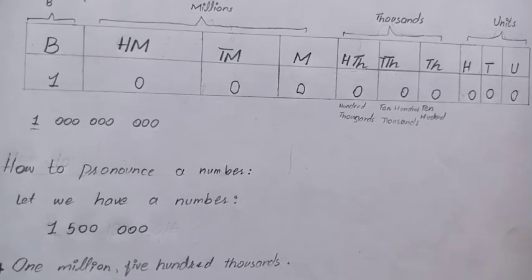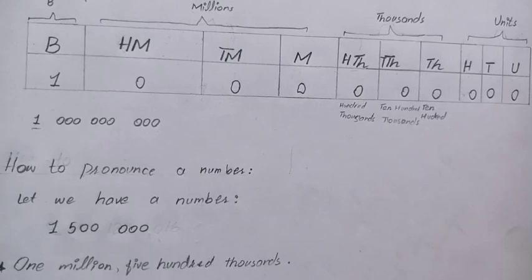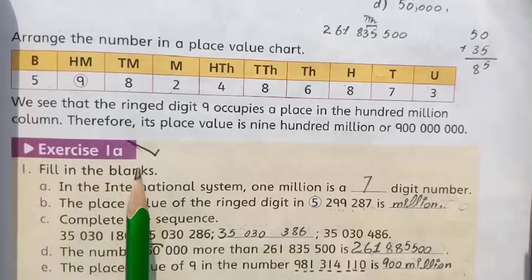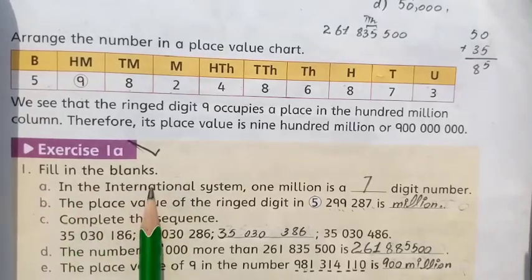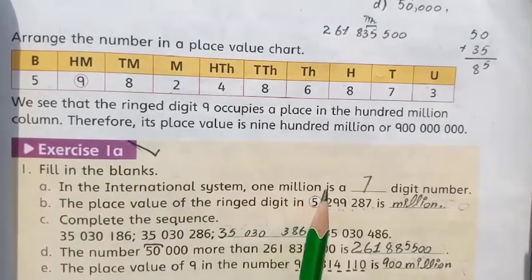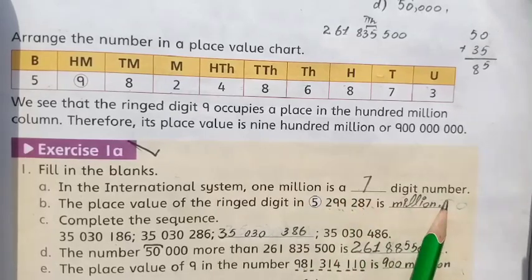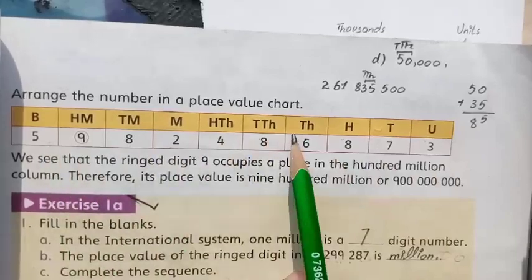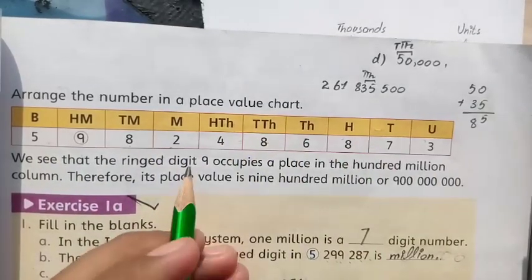So let's talk about exercise number 1a. Let's move forward. The first question is fill in the blanks. In the international system, 1 million is a dash digit number. You can see here the table of number places.